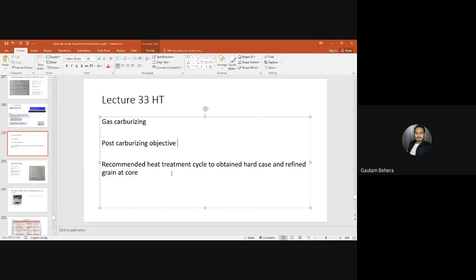So simultaneously, you understand, this kind of heat treatment cycle will give you very high hardness of the surface of the steel, plus good toughness of the core, right? Because if you remember the earlier lecture, in many cases we need a high wear resistance surface and a good toughness core, a core with good toughness or good ductility.